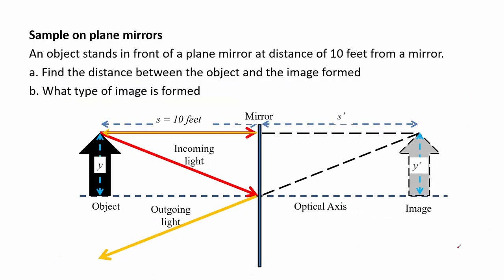Here we have an example on plane mirrors. An object stands in front of a plane mirror at a distance of 10 feet from the mirror. For letter A, we are asked to find the distance between the object and the image formed. For letter B, we are asked to determine the type of image formed. We draw the problem as shown here and see that s is equal to 10 feet.